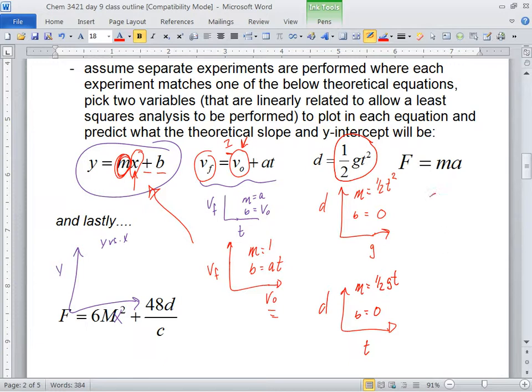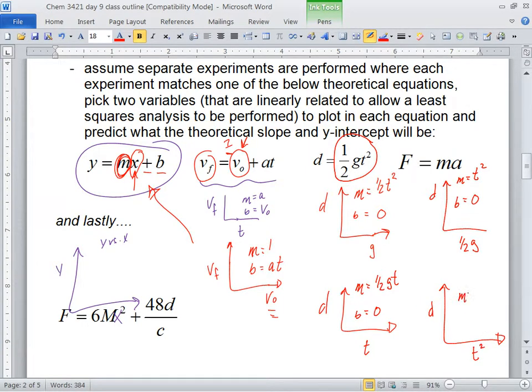Let's try that one. Let's plot d versus 1/2 g. My slope and my y-intercept. If I pull out 1/2 g, what's left? T squared. Still, all right, my slope is still changing with time. At least that guy's still 0. So that won't work either. I think there's only one possibility left. T squared. Plot d versus t squared.